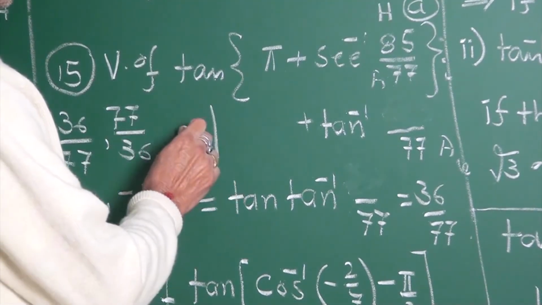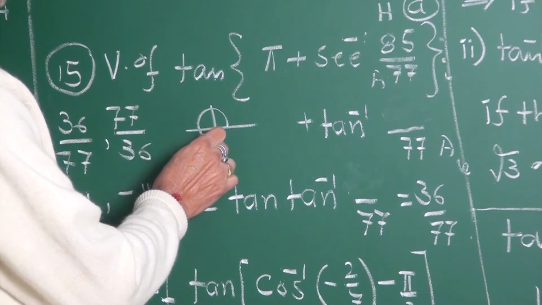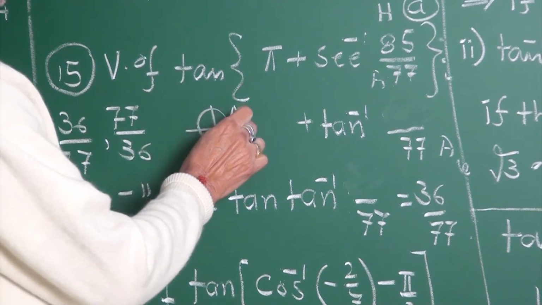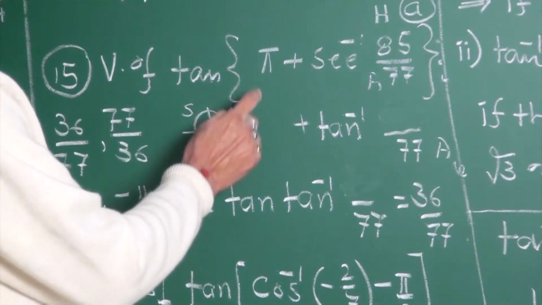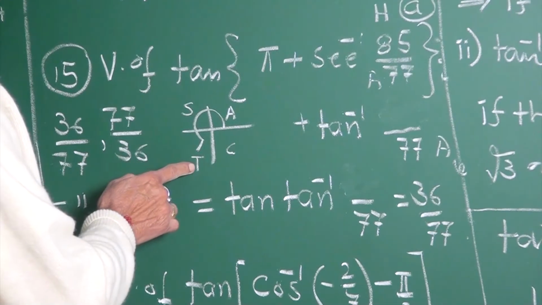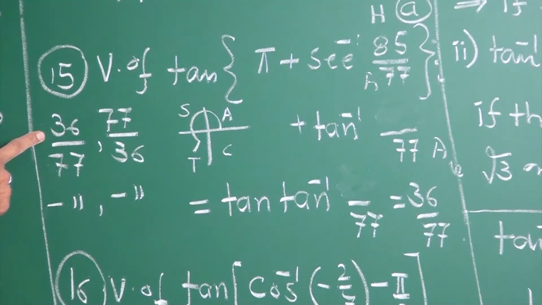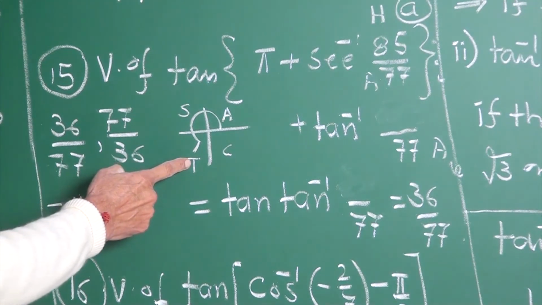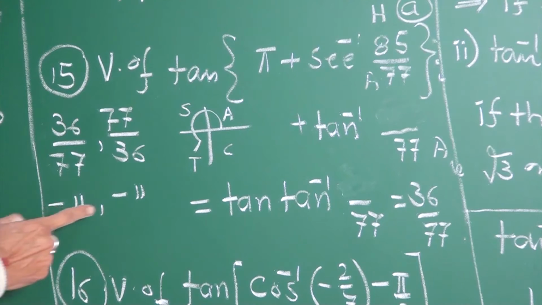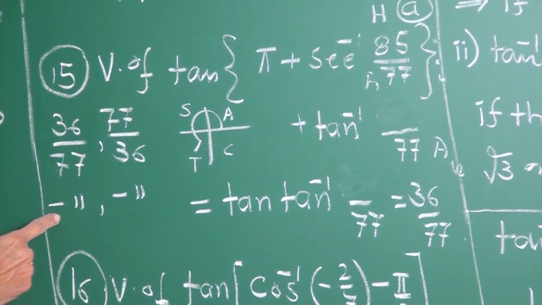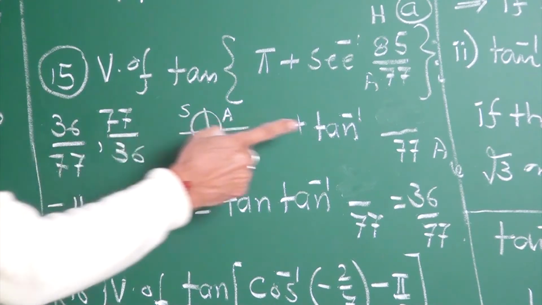See my friend, here this is second. Third means here. Quadrant rule: All Silver Tea Cups. It is pi plus, third quadrant. Tan is positive, so this is with a plus sign. If it is other than the third quadrant, we will get minus. Therefore, they have given the negative sign also. The denominator is 77.